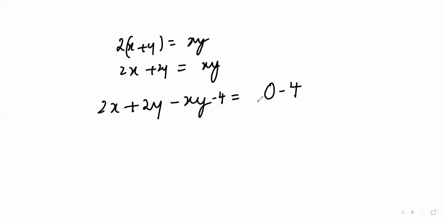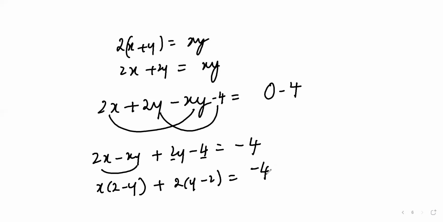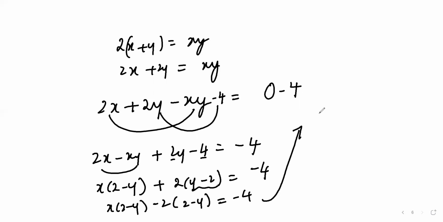My intention is simple. I'm trying to take out something common. See, across these two, again grouping technique, and these two. So 2x minus xy plus 2y minus 4 is equal to negative 4. So when you club these two, you get x into 2 minus y, plus you can take out 2 common, 2 into y minus 2, is equal to minus 4. So you can put minus 2 common, so the y minus 2 becomes 2 minus y, is equal to negative 4. Now see what happens. You can take out 2 minus y common. It's just factorization technique. 2 minus y into x minus 2 is equal to negative 4.